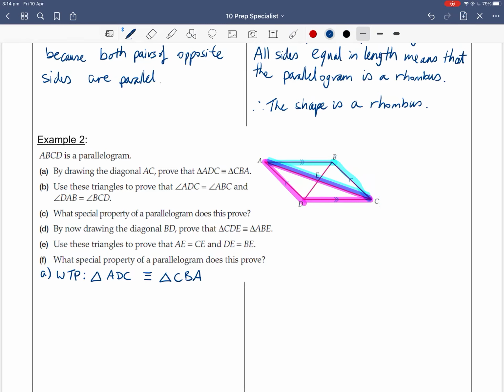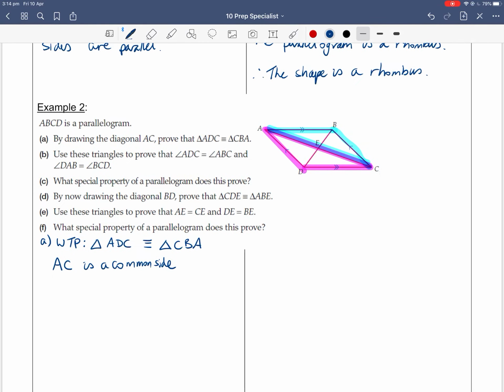So, back up here, if my goal is to use AAS, I'm trying to show that one side is in common. Is there one side which is in common that has the same length? Well, is there any side which is overlapping with the blue triangle and the pink triangle? Well, yes, there is. The diagonal AC is in common. So AC is a common side. So we know that one side is of the same measurement.